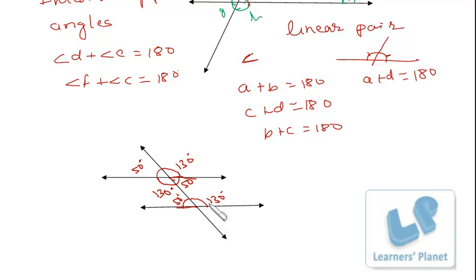Okay, then this is 50, this is 130. The sum of interior opposite angles is 180 degrees. Here also it is 180 degrees. Okay, this angle will surely be 50. 130 plus 50 is 180. It's a linear pair, and this is also a linear pair. So if you know one angle, you can find out all the other angles very easily if you have two parallel lines and one transversal intersecting them. Okay, so that's really important.